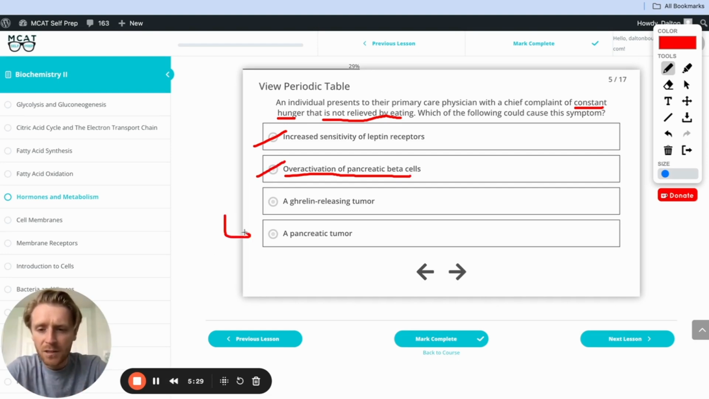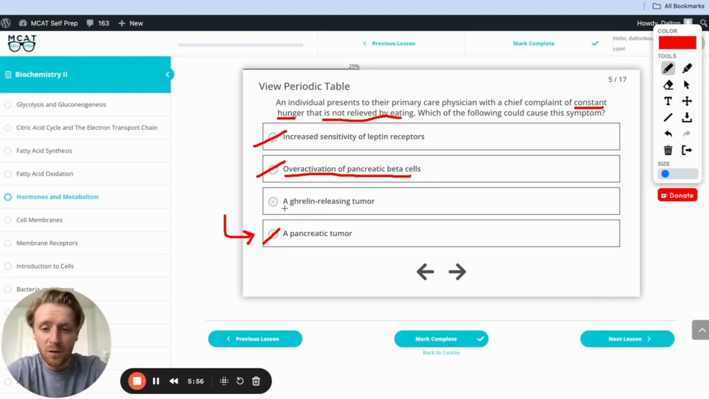Down here, pancreatic tumor. Well, the problem here is, like we've talked about, the pancreas is a really complicated thing, right? It's got alpha cells, it's got beta cells that release hormones that essentially do the opposite things in a lot of ways. So it's hard to know just from this information how exactly a pancreatic tumor is going to affect things, because that could be releasing more insulin, more glucagon. It could be having opposite effects. We don't really know. So I'm going to say this probably isn't the right answer.